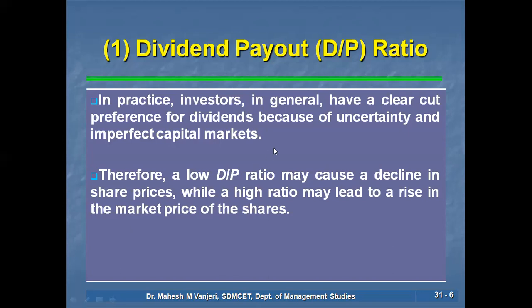Tomorrow, even if you invest in equity shares of a company, you may prefer cash dividends compared to capital appreciation. Therefore, a low dividend payout ratio may cause a decline in share prices, because investors may prefer to purchase shares of a company whose dividend payout ratio is higher, assuming these investors prefer dividends and not capital appreciation. So a low dividend payout ratio may cause a decline in share price, which will bring down the wealth of the shareholders, while a high ratio may lead to a rise in the market price of the shares.